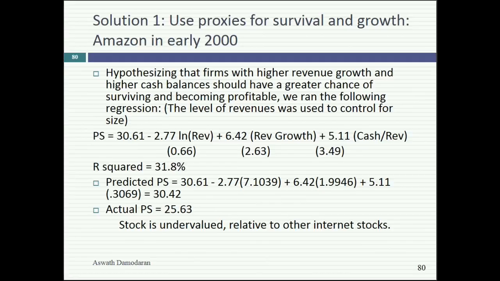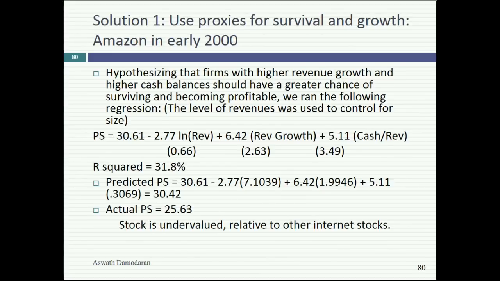So I put in the level of revenues, revenue growth, and how much cash they had, and I ran the regression. The R squared I got was 32%. You think that's pretty low. In a sector like this, don't look a gift horse in the mouth. This is about as good as it's going to get. 32% might be awful in the steel sector, but in this sector, if I can explain 32% of what's going on, I'm going to take it and run with it.